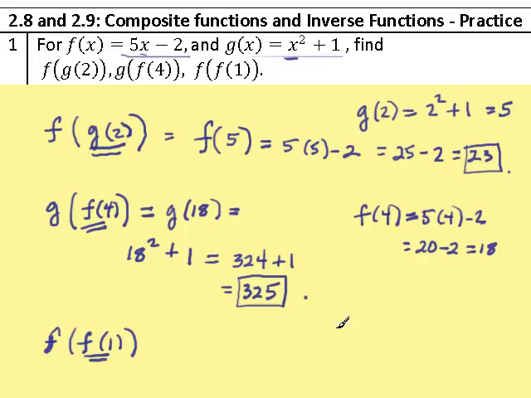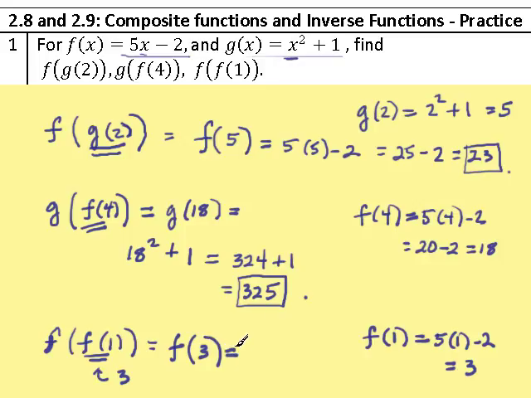So first we want to figure out f of 1. Let's do that on the side. Here's f. We'll put a 1 right here for x. That's 5 times 1 minus 2. All right, that's 5 minus 2. So f of 1 is 3. So we want to put the 3 right here. So we want to figure out now what f of 3 is. Just substitute a 3 right here. We have 5 times 3 minus 2. 15 subtract 2. And that's 13.